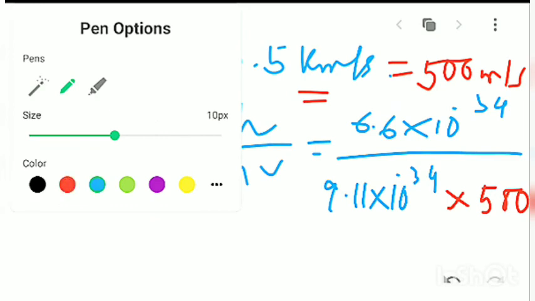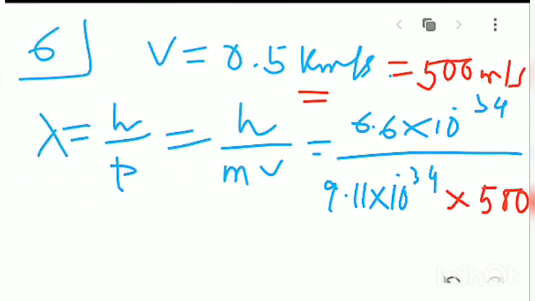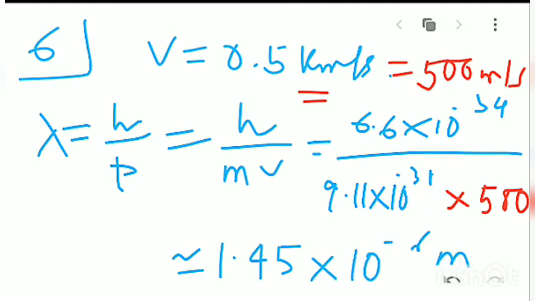Now just a calculator problem left. This is not 34, this is 10 to the minus 31, my mistake. So the answer will come out to be roughly 1.45 into 10 to the power minus 6 meter, and that's the value of the wavelength. Clear? So it's a basic problem.